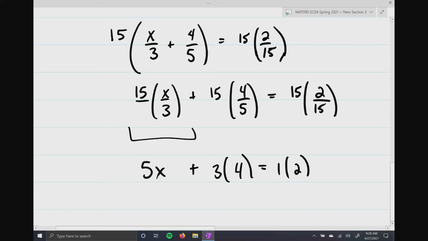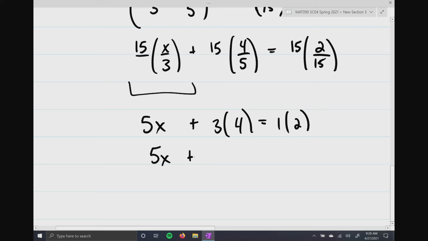Does everybody see what I did there? Because I went really fast. But remember, the reason why you chose the LCD of 15 is so you can simplify the denominator. So why not just do that first? Just divide. Okay? That's it. Just keep it simple.